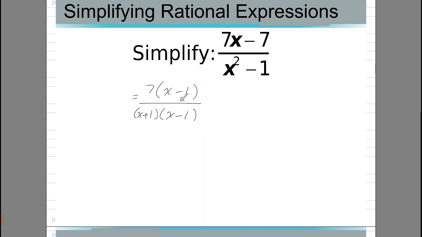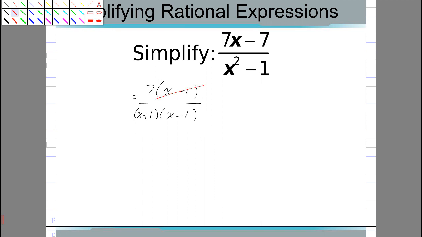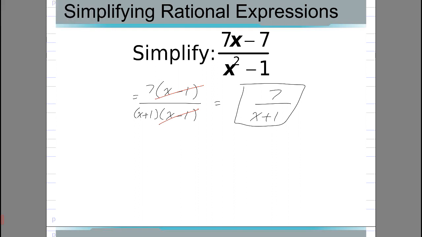And now you should notice we have something in common on the top and the bottom. Cross those two out, and that gives us a final answer of 7 over x plus 1. There are no more common factors, so that is in fact our final answer. You have to be really careful about making sure we factor everything. Everything, including this GCF of a 7 and including the difference of squares. We need to have all that done.